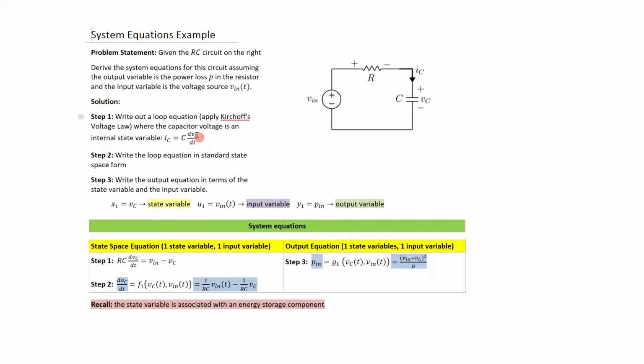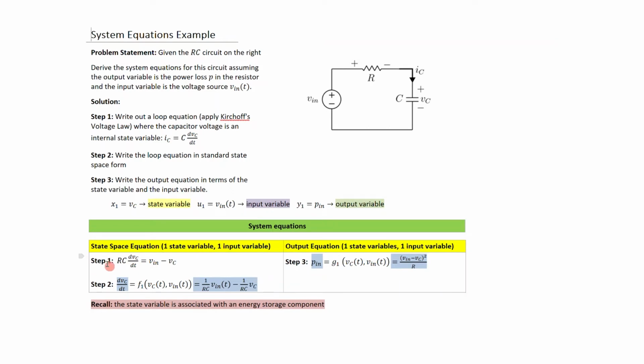So that's done. Second is to write the loop equation in standard state space form. So we're going to have to write this out as a differential equation. And thirdly, write the output equation in terms of the state variable and the input variable. In this case, V of C, we'll call X1, is the state variable. V in of t, we call U1, which is the input variable. And P in was the output variable, we'll call Y1, just to be consistent with the nomenclature we've developed so far. So let's look at step 1 and step 2, followed by step 3.